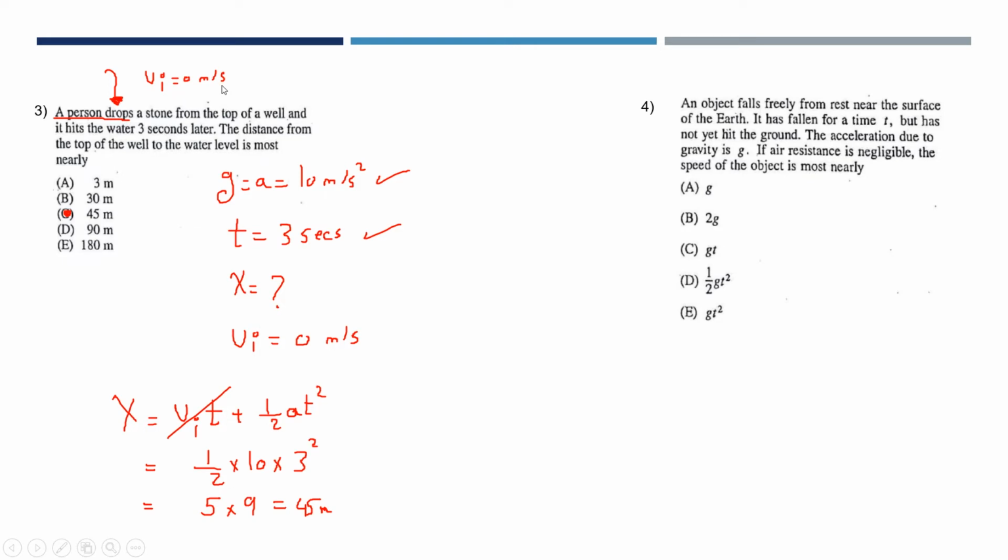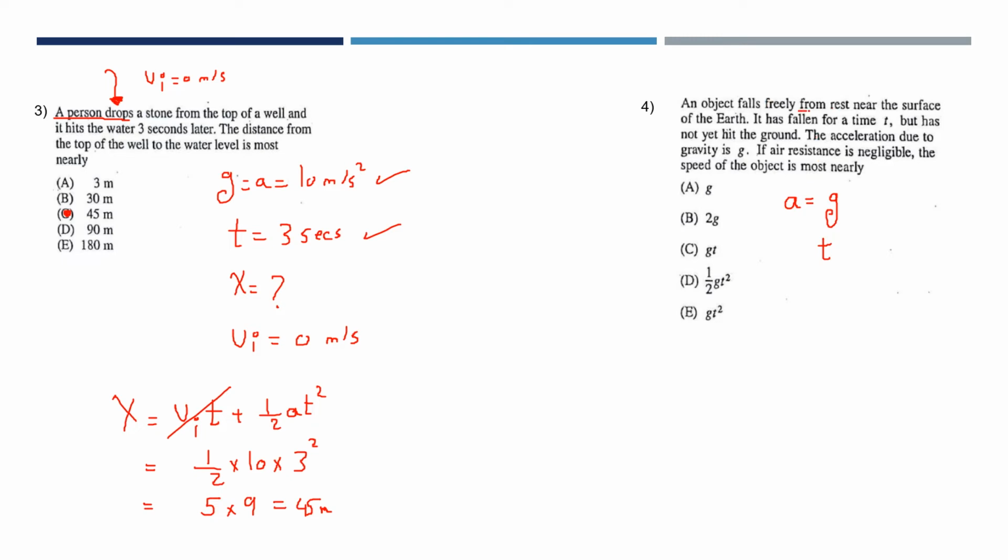It has fallen for a time t, but it has not yet hit the ground. The acceleration due to gravity is g. If the air resistance is negligible, the speed of the object is most nearly. So now we have a falling object under acceleration. The acceleration due to gravity is g, and it falls for a time t.